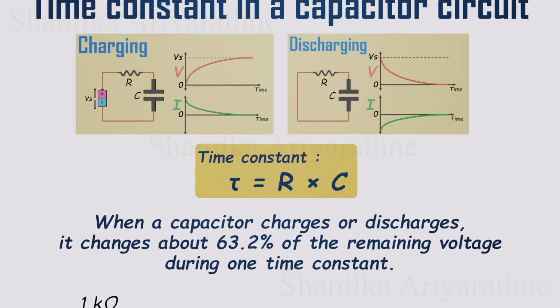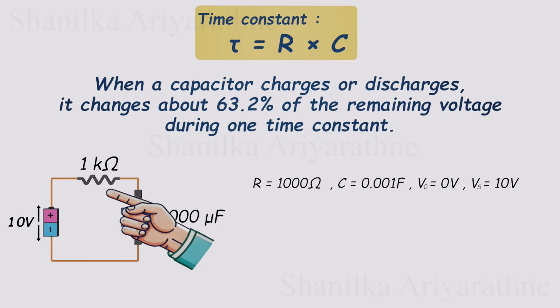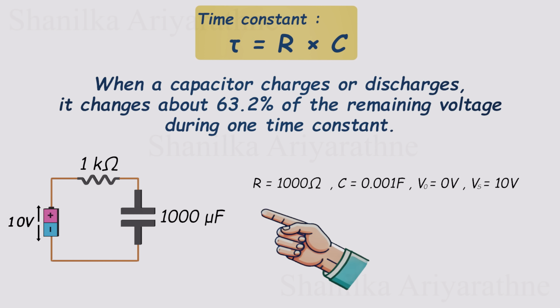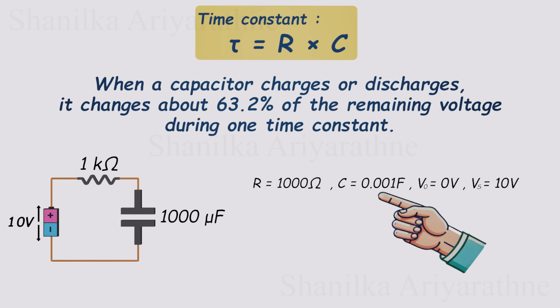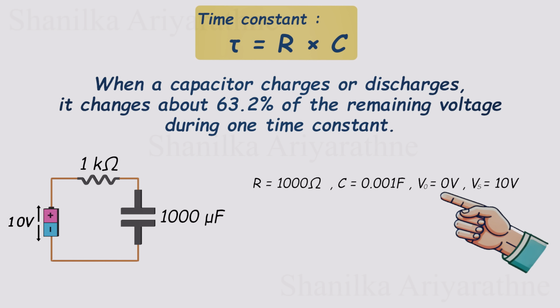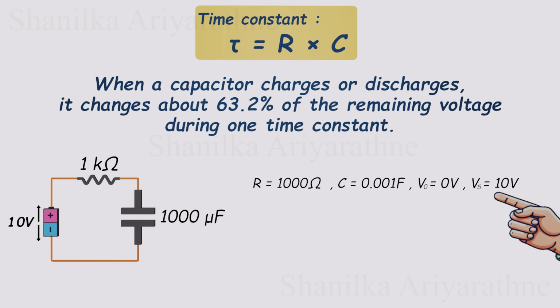Let's walk through a simple example to really nail down how the time constant works in an RC circuit. Imagine this setup. We have a resistor with a value of 1 kilo ohm, that's 1,000 ohms, and a capacitor with a value of 1,000 microfarads, which is 0.001 farads. At the beginning, the capacitor's voltage is 0. By the end, it's going to charge up to the source voltage, which is 10 volts.